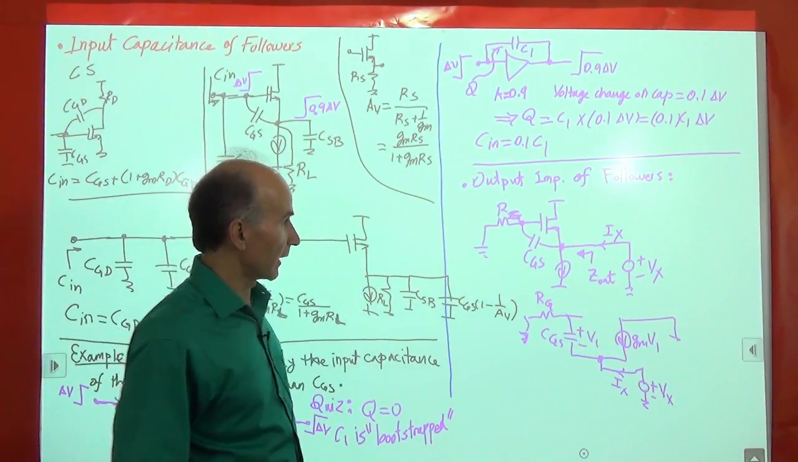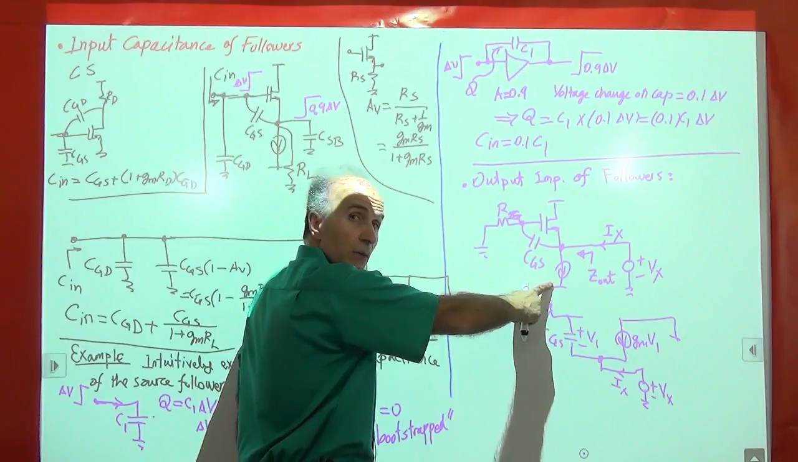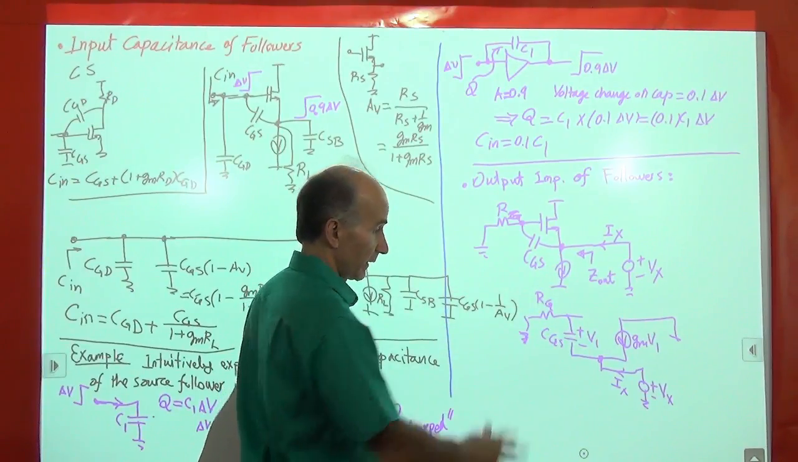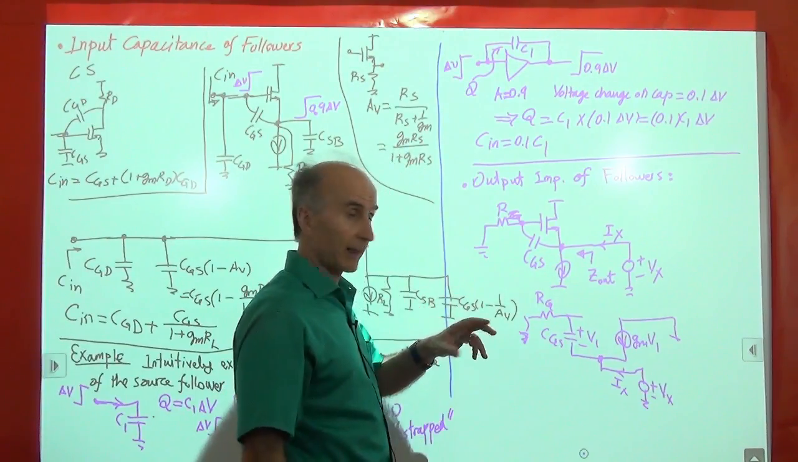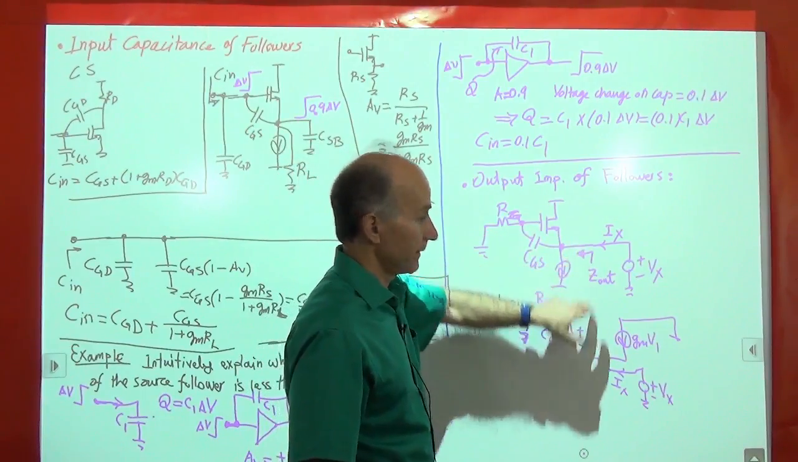All right. This current source is assumed to be ideal, so it's open, it's gone. And that's all we have. Again, I'm just neglecting CGD and CSB.